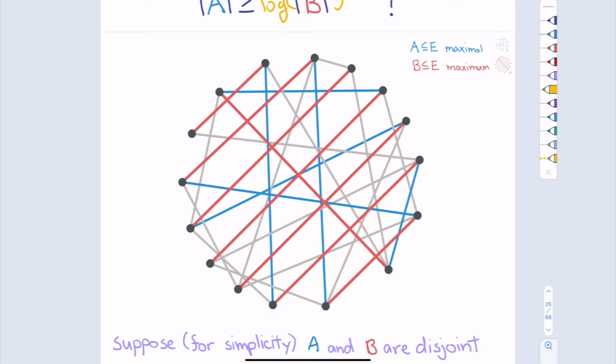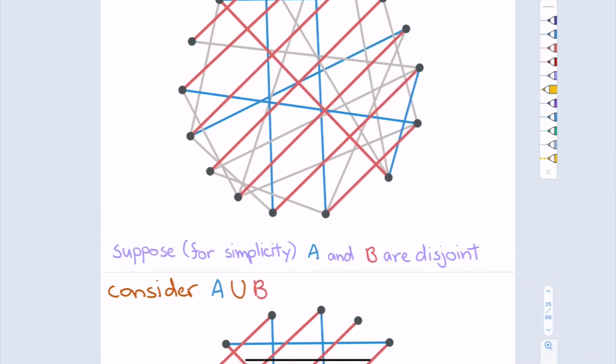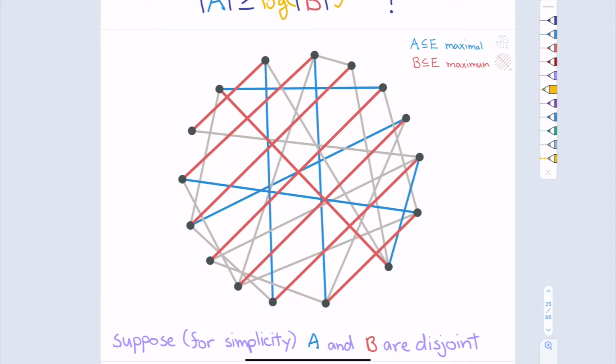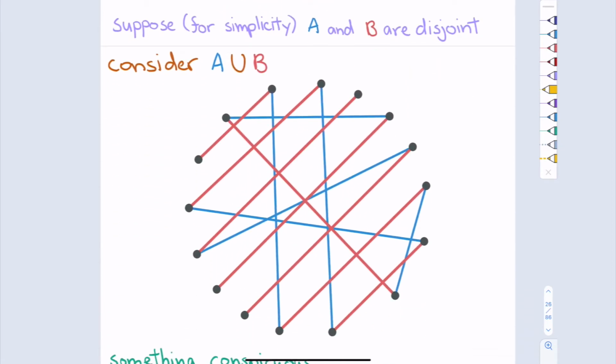So let's say that for simplicity, the maximal matching and the maximum matching are disjoint. Otherwise, you just take the common edges, throw them away, and then analyze the disjoint parts. I'm trying to compare their sizes. Now out of the original graph, let me drop all the edges that aren't among the two sets. Here I've only left the blue and the red, so it looks a little less cluttered.